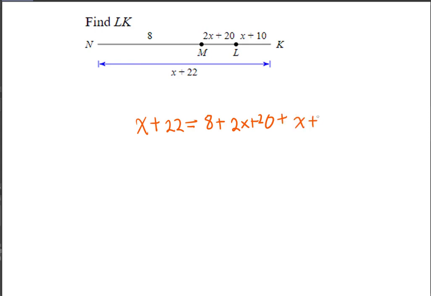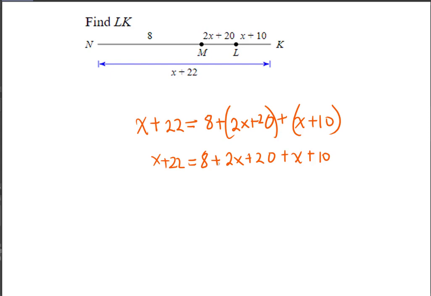Plus x plus 10. And I suggest when you add these together, because later on you're going to be doing subtraction and stuff, make sure that you do it in parentheses. You can always get rid of the parentheses later, right? In this case, you didn't need those parentheses, but that would change if you were doing a problem where there was subtraction, because you would need to remember to distribute in a subtraction sign if there was one, right? So x plus 22 is equal to all of this, right?